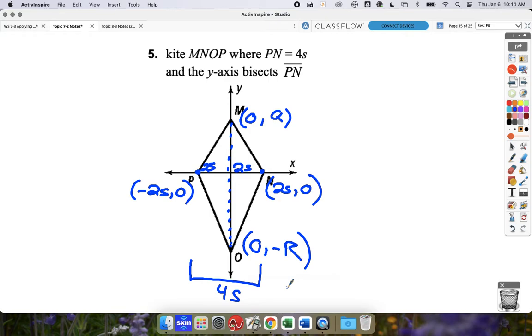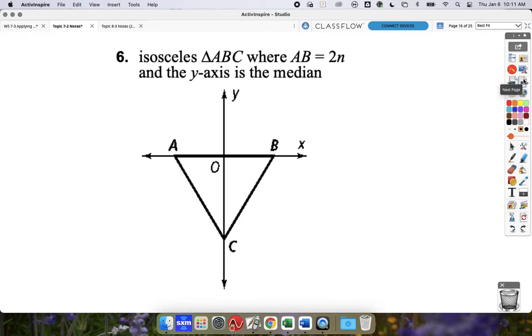Now this is the one that the text message was about. Who struggled with this one? No? So it's kind of the same thing. It says you have triangle ABC where AB from here to here is 2N long. And they say the y-axis is the median. Uh-oh. I remember that word. The median. Middle? Yes. It goes from the vertex to the middle. So the origin is exactly in the middle of A and B.